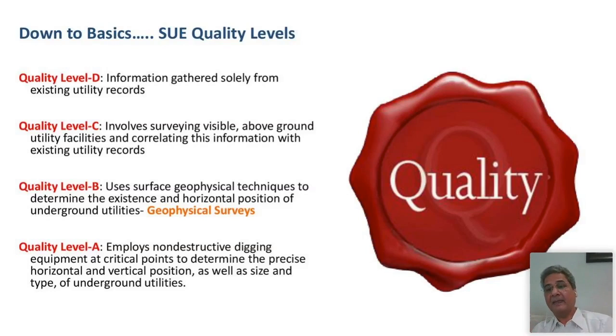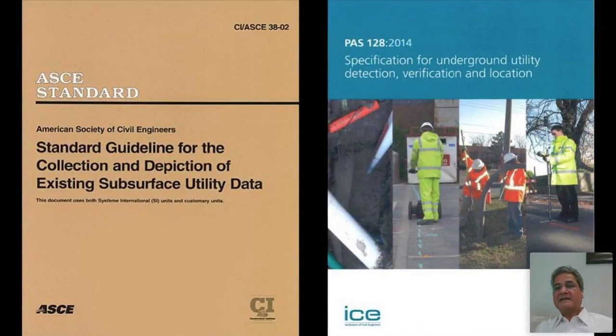And then quality level A. Quality level B also is not a guarantee in 3D. So quality level A employs non-destructive digging equipment at critical points to determine the precise horizontal and vertical position, as well as size and type of underground utility. There are standards for this.